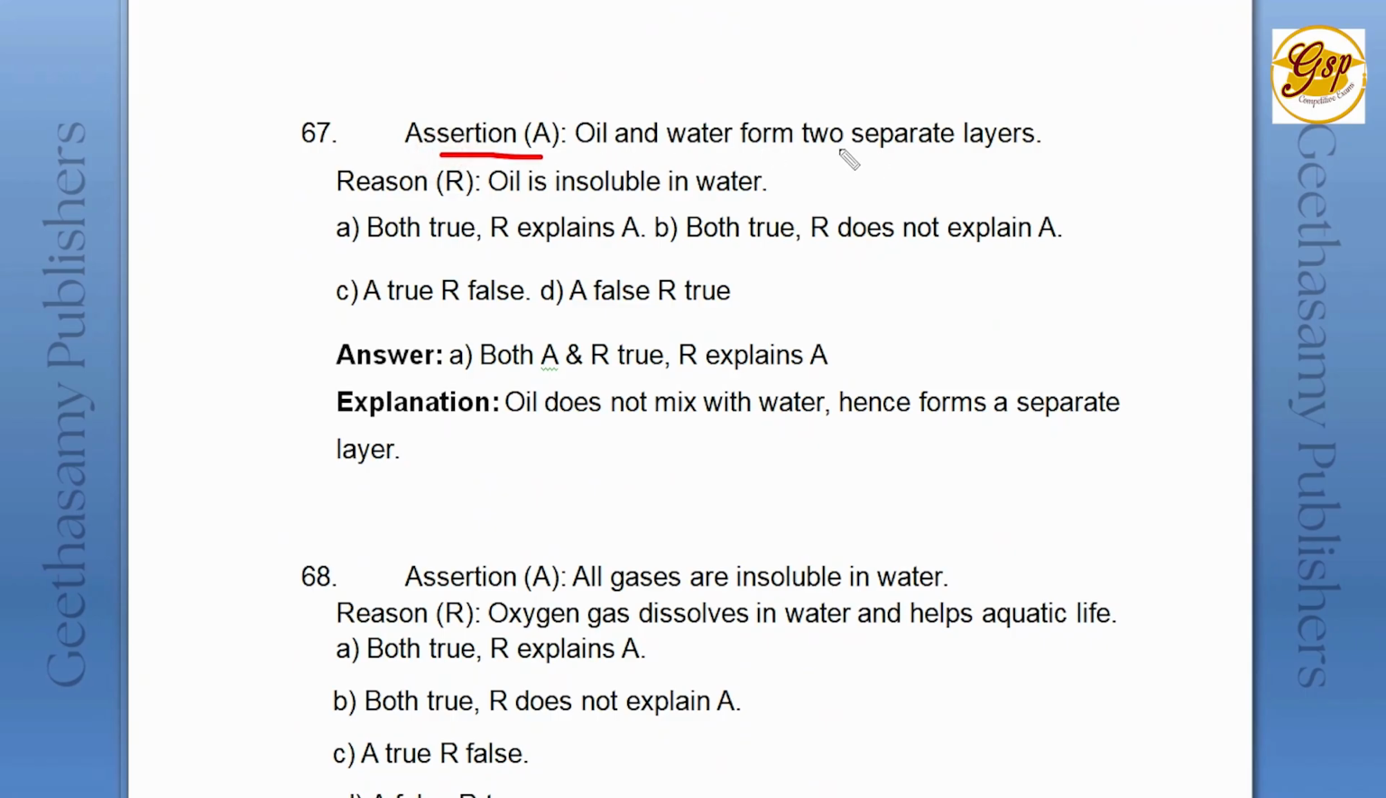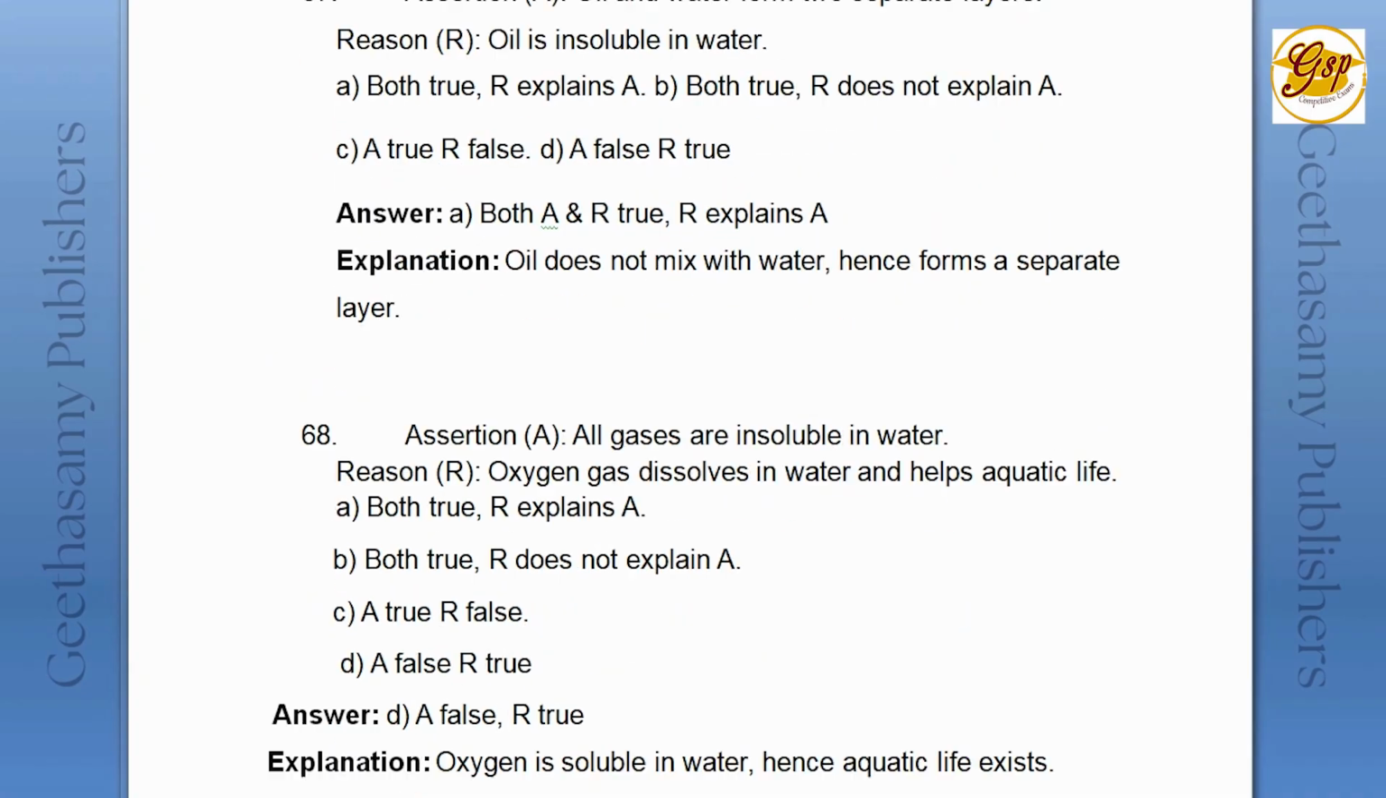Assertion: Oil and water form two separate layers. Reason: Oil is insoluble in water. Both are true and R explains A. Both are true and R does not explain A. A is true, R is false. A is false, R is true. The correct answer is both are true and R explains A. Oil does not mix with water, hence it forms a separate layer.